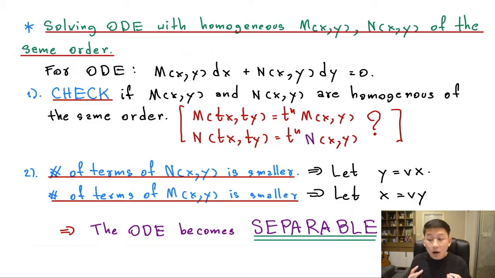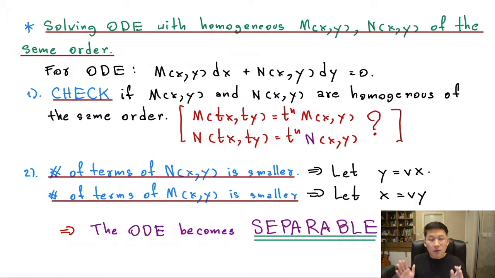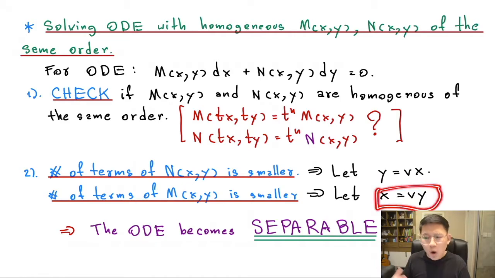Okay, I'll talk about why doing this works later. But for now, just believe what I'm saying, and then just use it to solve the problem first. Okay, and at the end of this section, I'll tell you why we should let y equals vx or x equals vy and why it becomes separable. But for now, just believe me.